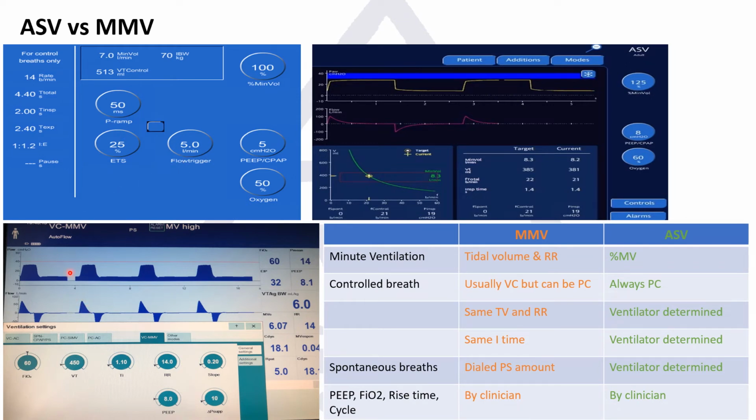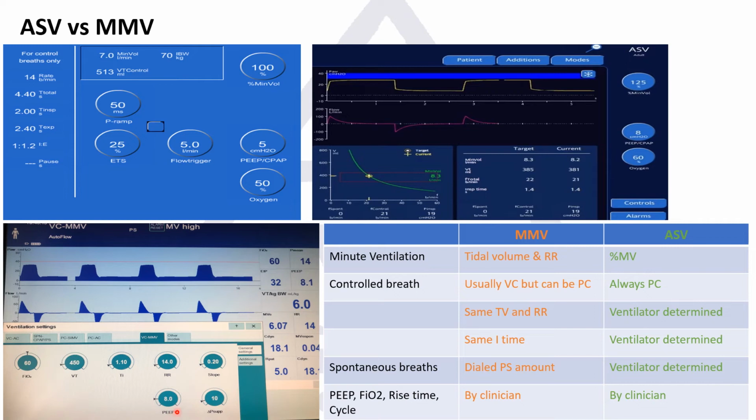Let's go back to the MMV as we talked about. Yes, you have to enter the minute ventilation, the minimum minute ventilation, but you have to enter it as tidal volume, inspiratory time, and the respiratory rate. So you have to enter that manually. Versus ASV, the ventilator is actually the one that determines what's the best according to the respiratory mechanics. So that's one big difference.